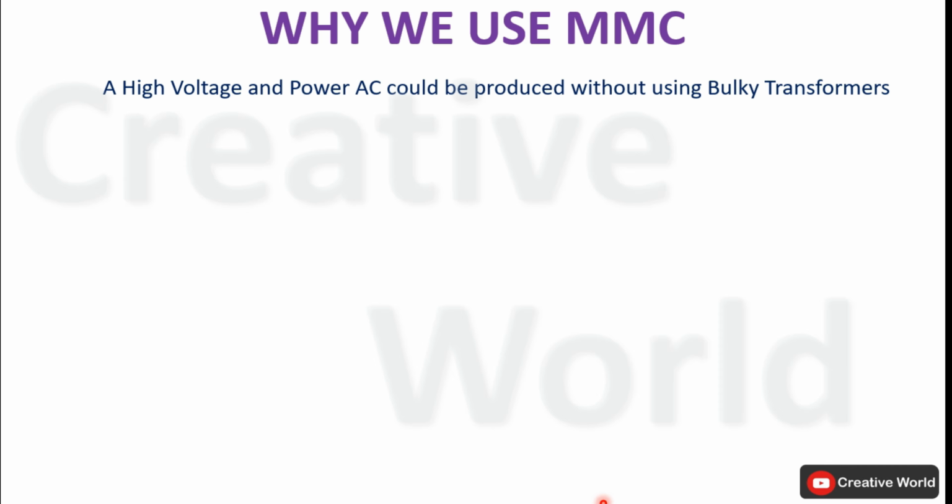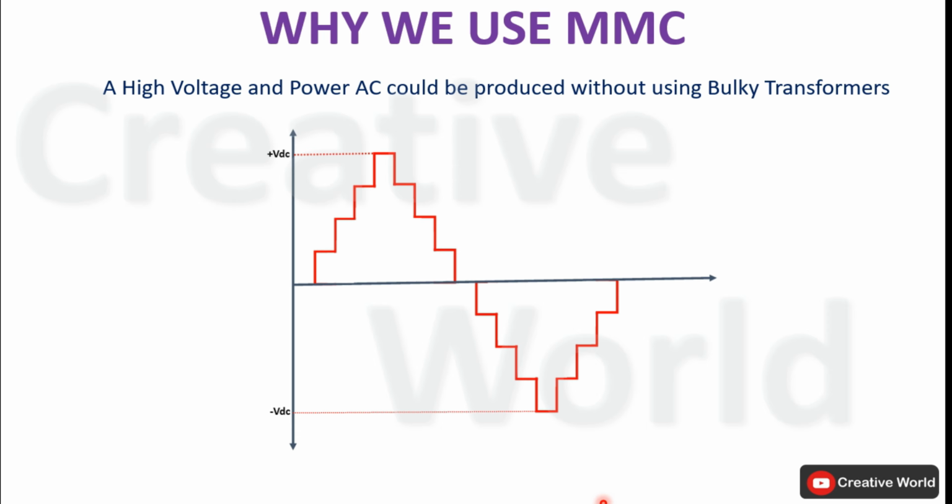So what we do is use these inverters to convert low voltage DC signals into low voltage AC signals. After this, we add transformers in front of these inverters to convert the low voltage into high voltage. In this way, we have to use very bulky and large power transformers. In the case of modular multi-level converters, we don't have to use any transformer. We can generate any desired output voltage simply by adding more submodules inside these inverters.